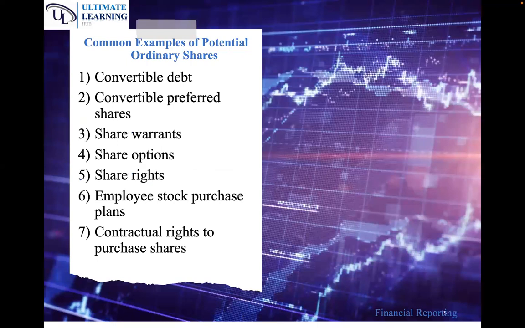Now, what are the examples of potential ordinary shares? The first example is what we call convertible debt. Convertible debt is just a loan that will be converted into ordinary shares in future. We also have convertible preference shares that will be converted in future to ordinary shares. We have share warrants, share options, share rights.